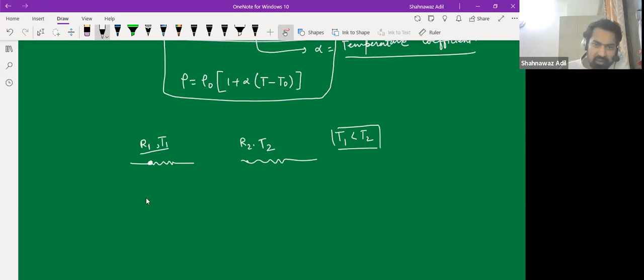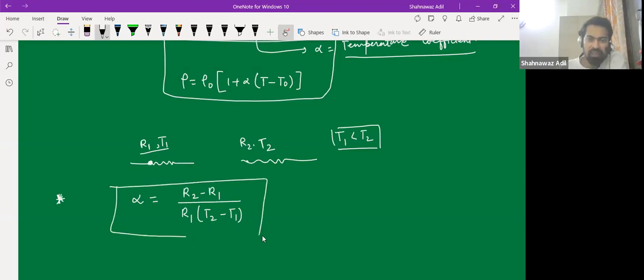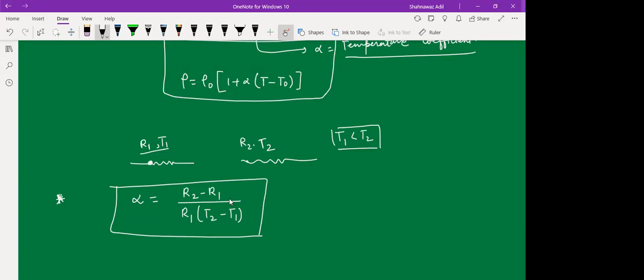So now you can calculate directly this temperature coefficient, and that would be equal to R2 minus R1 divided by R1 into T2 minus T1. So this is a very important relation. In this way, you can calculate the temperature coefficient, right? This part is clear. So this formula will be used for resistance and the above ones are what we use for the other case.